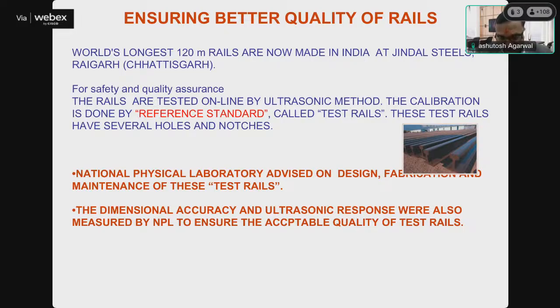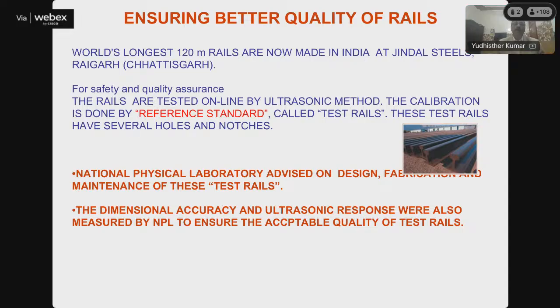And notches. Thank you. Oh, so sorry, sir. Please continue. Actually, these test rails are used at the manufacturing site with the reference standard. These are called test rails. These test rails were procured from outside India, from where they procured their ultrasonic test system.